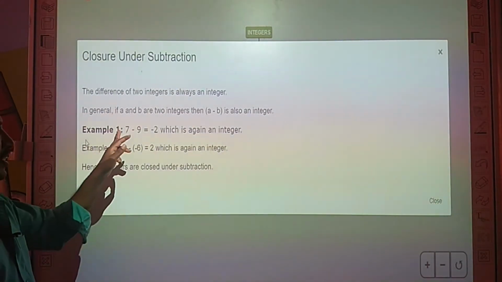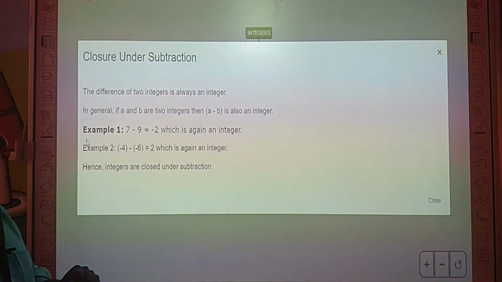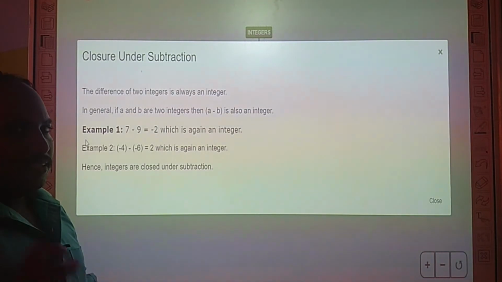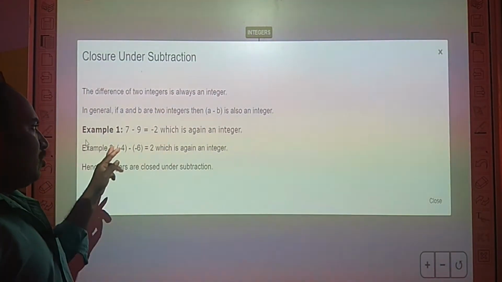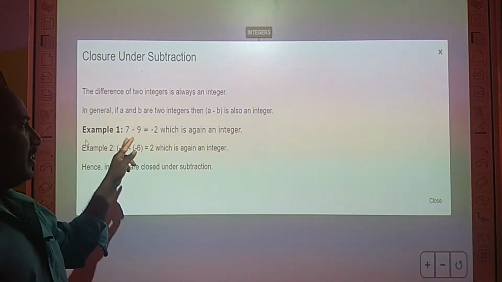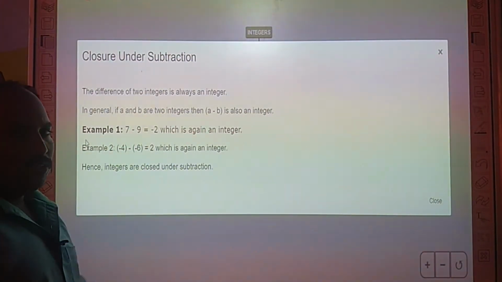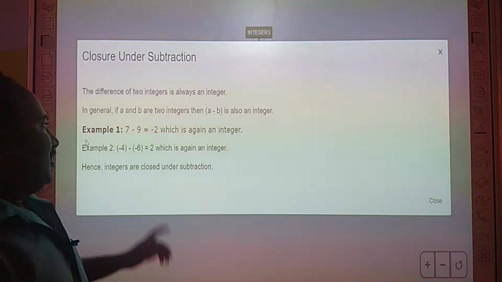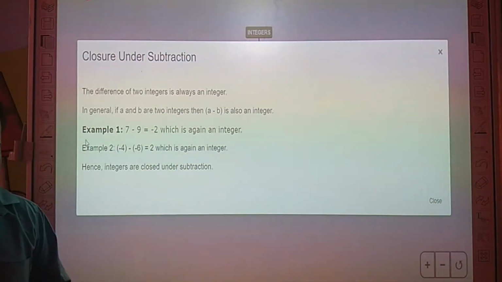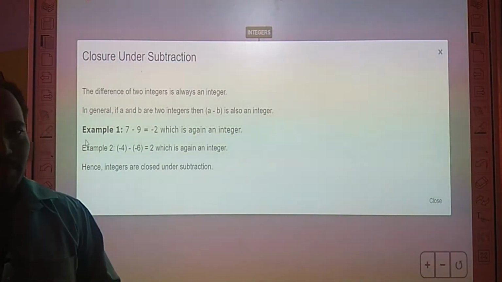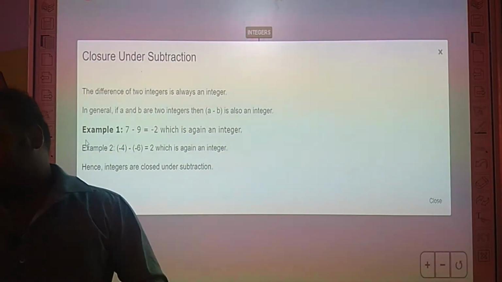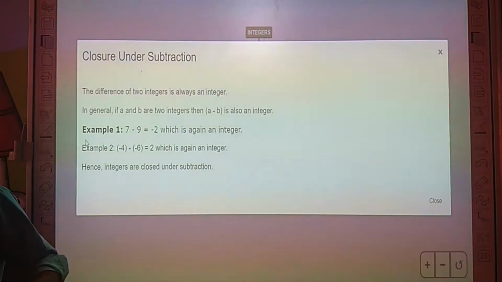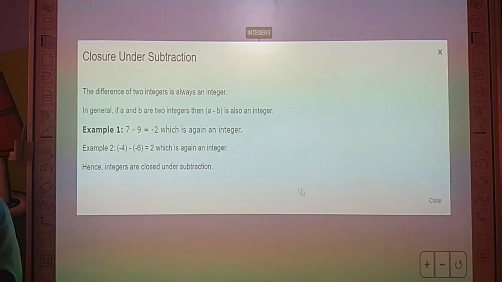For example, the number 7 is an integer. The number minus 9 is also an integer. So 7 minus 9 is equal to minus 2, which is again an integer. 7 is an integer, 9 is an integer, so the difference minus 2 is also an integer. Hence integers are closed under subtraction.